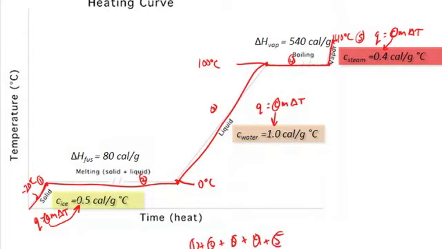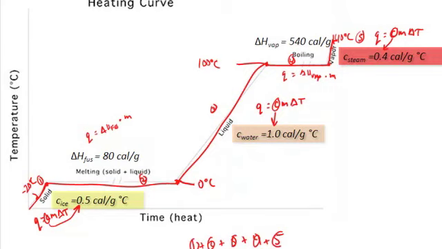Now, in order to go from this point to this point, it's just Q equals heat of fusion times the mass. That makes sense because from this point to this point, we don't have a temperature change, so we don't have a delta T. Same thing up here. We're going to take Q, and that equals heat of vaporization times the mass again.